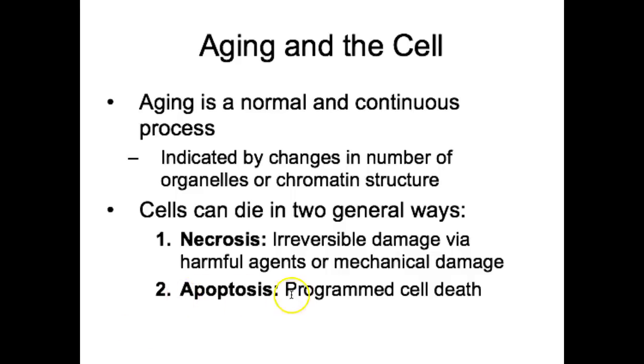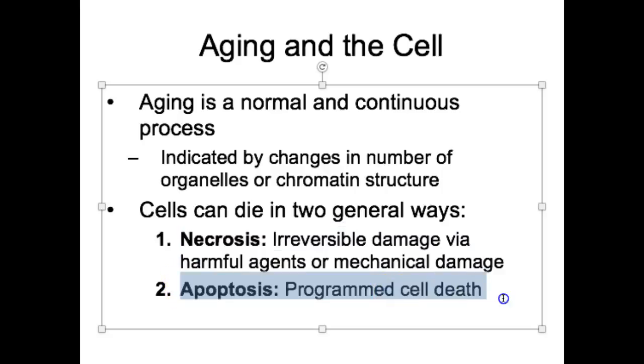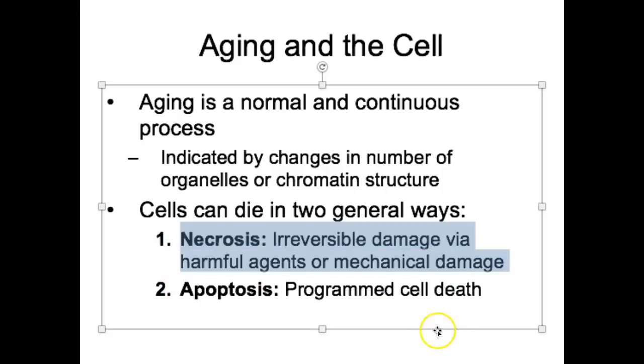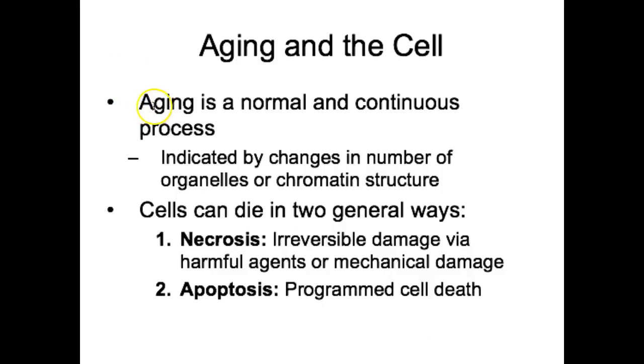Aging in the cell, I mentioned apoptosis is programmed cell death. If the cell in G1 or G2 detects something awry with the DNA, it may commit apoptosis or programmed cell death. Necrosis is different because it's from an outside agent, a toxin, a mechanical damage, temperature, something like that happened to the cell and it became necrotic and it died. This is more harmful to the tissue. Apoptosis does not cause inflammation. Necrosis does cause inflammation. So again, aging is a normal and continuous process indicated by changes in number of organelles or chromatin structure. There's a lot more to it than that. You will see plenty more of that in your future A&P and pathophysiology courses. We don't need to cover that in detail here.